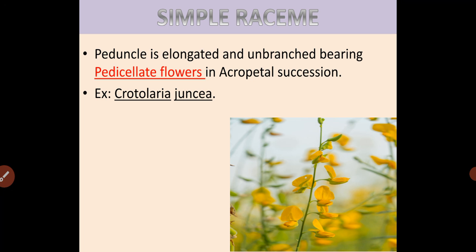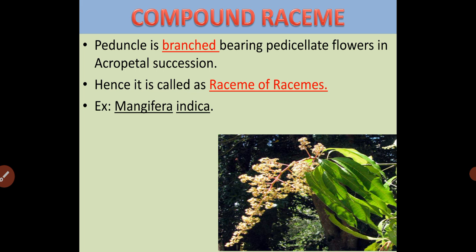It is the condition in which the peduncle is elongated and unbranched, bearing pedicellate flowers which are arranged in acropetalous succession. Example, Crotalaria juncea. Simple raceme is the condition in which the peduncle is elongated and unbranched with pedicellate flowers arranged in acropetalous succession. Example, Crotalaria juncea.